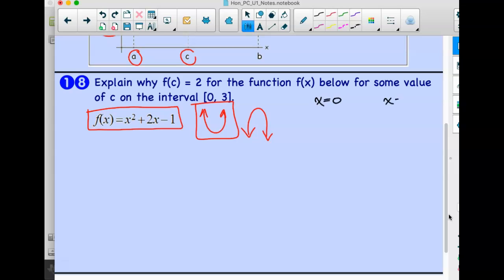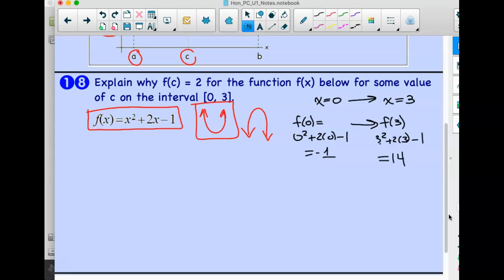So this is just a parabola that opens up, right? So imagine x equals 0 to x equals 3. That's the x interval. So plug in 0 for x. So if x goes from 0 to 3, y would go from -1. And then if you plug in 3, it would go up to 3 squared, that would be 14, right? So as x goes from 0 to 3, f of x goes from -1 to 14, right?